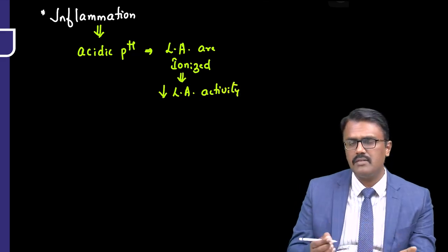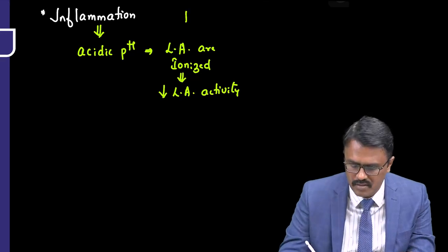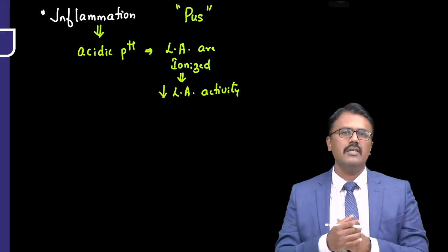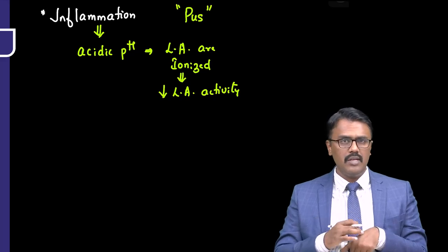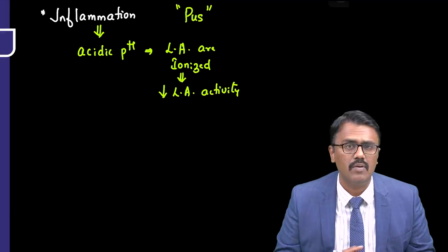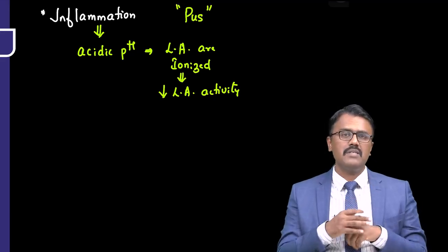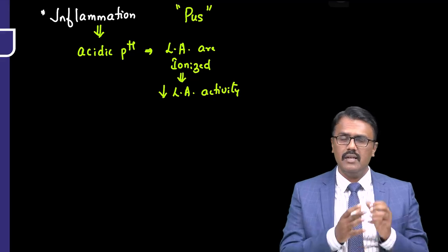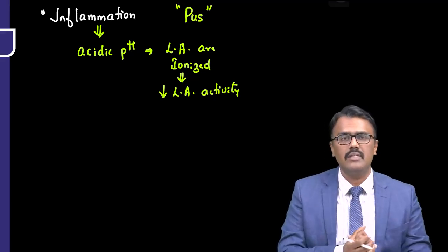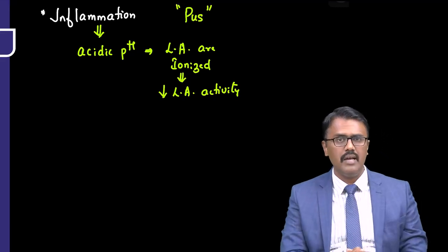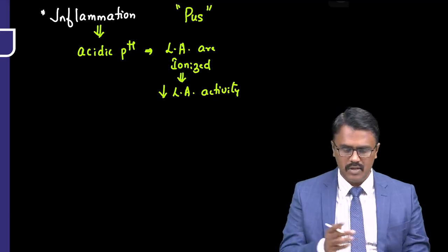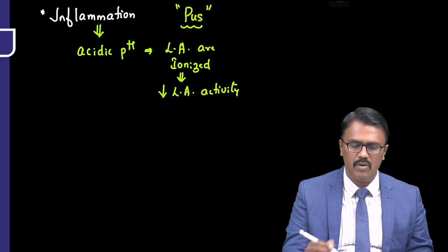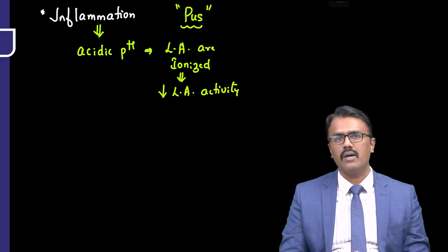And if they are ionized, there is a decrease in local anesthetic activity. So what is the place where you see inflammation? That is pus. If somebody is having pus, as you would have seen in your hospital, and you want to drain the pus, if you give local anesthesia it is not going to work. Why? Because the inflammatory site is acidic, and in an acidic environment, local anesthetics remain ionized, and if they are ionized, they cannot cross the cell membrane and they will not work. So remember, at the place of pus, local anesthetics are not going to work.